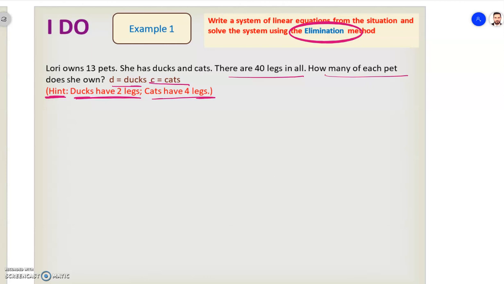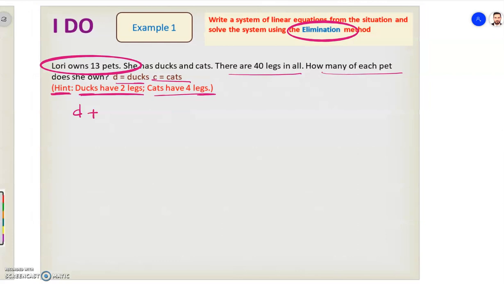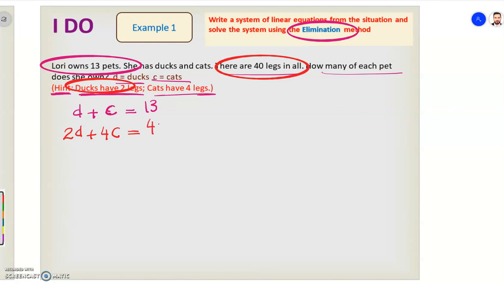So I'm going to write the first situation that is given. Lori owns 13 pets, so she owns ducks and cats, all together 13. Correct? The second situation is there are 40 legs in all. Ducks have 2 legs and cats have 4 legs, so 2 for ducks, 4 for cats, and all having 40 legs. These are the two equations. How can we solve them?